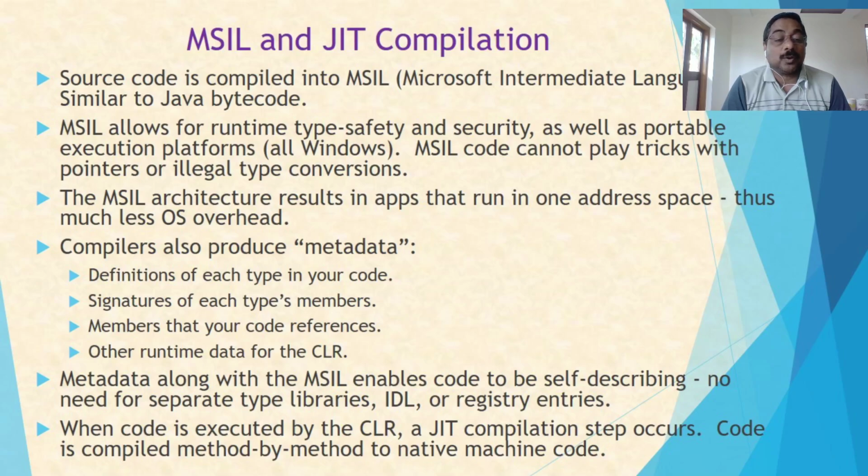When code is executed by the CLR, a JIT compilation step occurs. The code is compiled method by method to native machine code. As we have already seen, this is how source code is converted to native code.